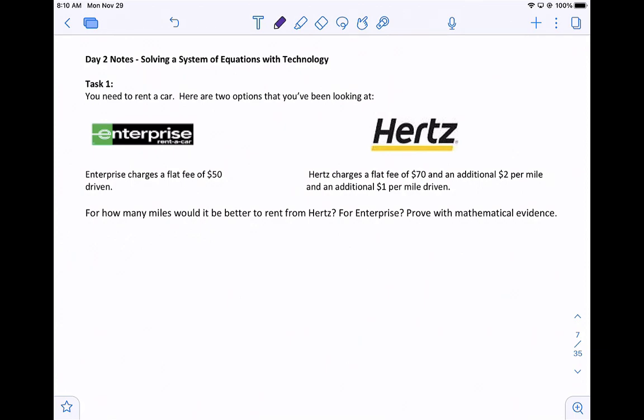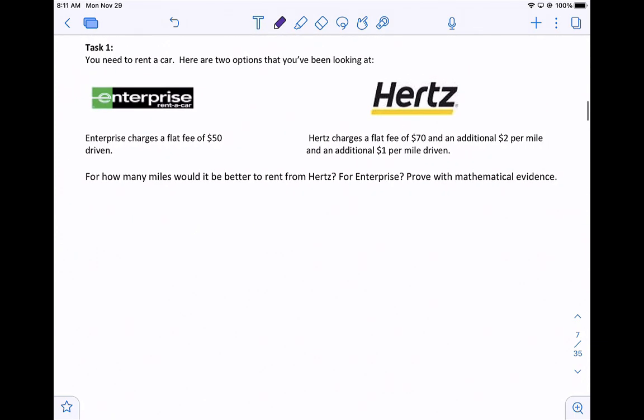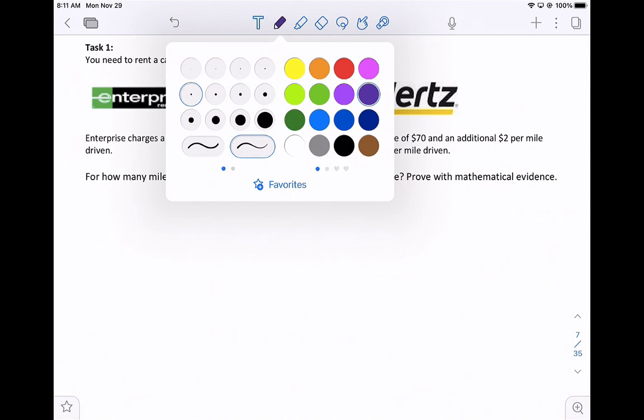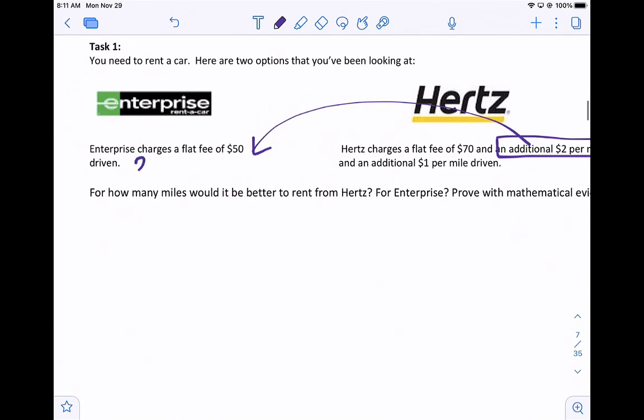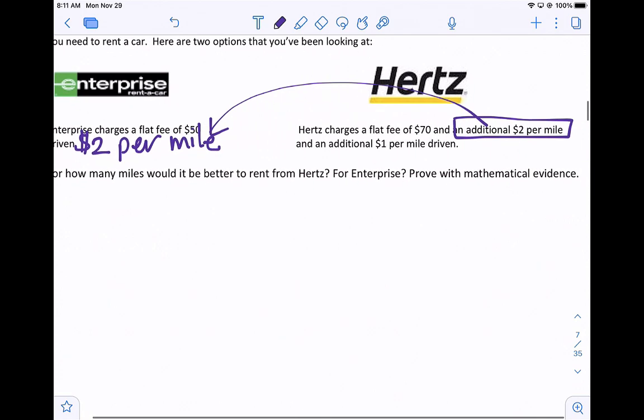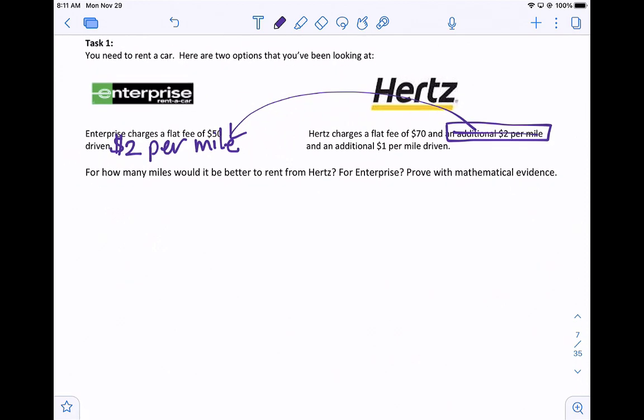Enterprise will charge a flat fee of $50 and an additional $2 per mile driven. Hertz charges a flat fee of $70 and an additional $1 per mile driven. For how many miles would it be better to rent from Hertz? For Enterprise? Can you prove it with mathematical evidence?